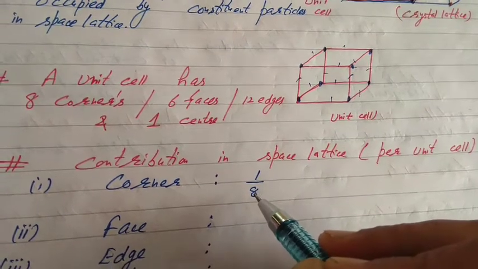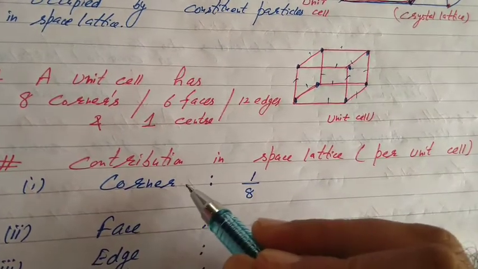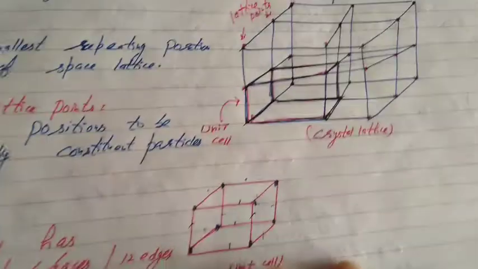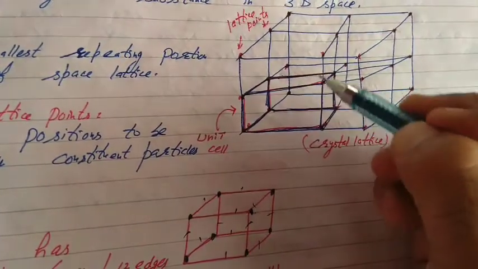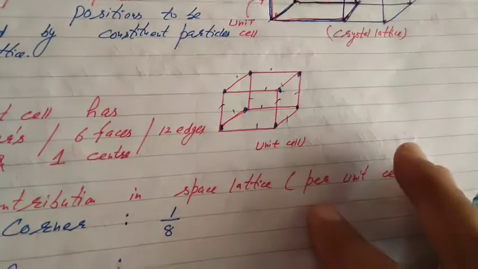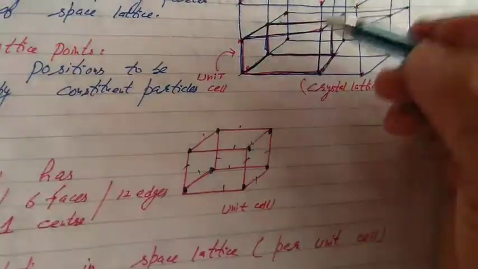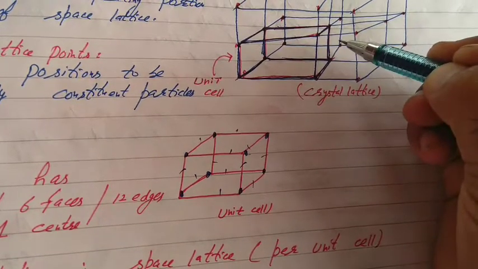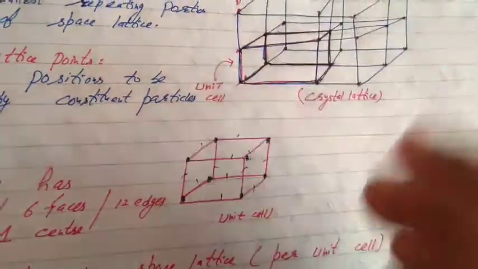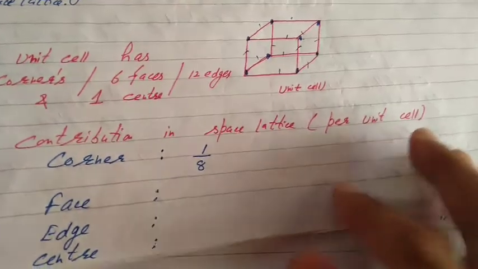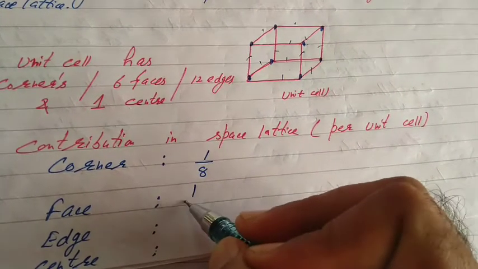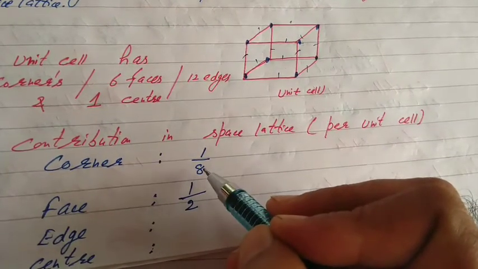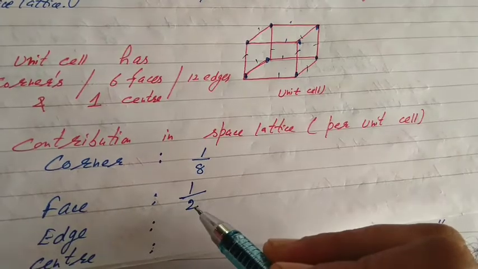Please remember, contribution per unit cell in space lattice at corner is 1 by 8, because each corner in space lattice is shared by 8 adjacent unit cells. Contribution at face, students: each face is shared by 2 adjacent unit cells. Please remember, contribution at face is 1 by 2. Contribution at corner 1 by 8. Contribution at face 1 by 2.